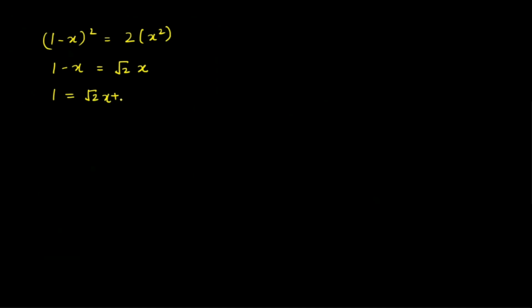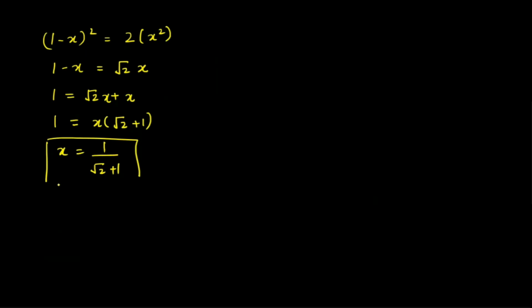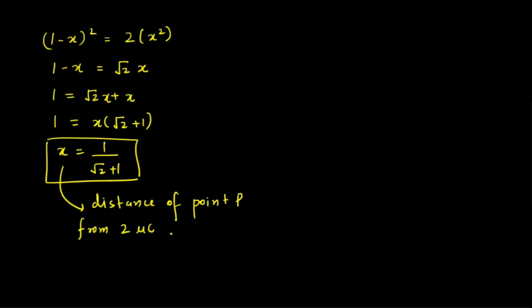So when we take out x common from the right hand side, we'll get x is nothing but 1 over root 2 minus root 2 plus 1. This is the distance of point P from the 2 microcoulomb charge, where the net electric field is supposed to be 0 between the charges.